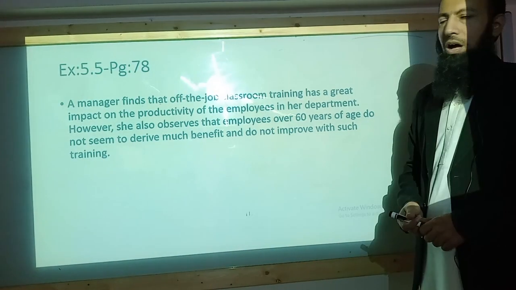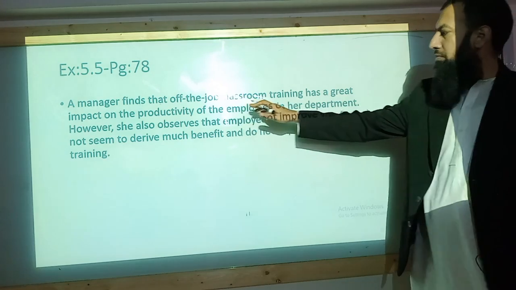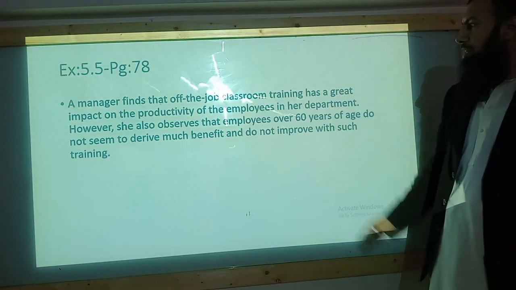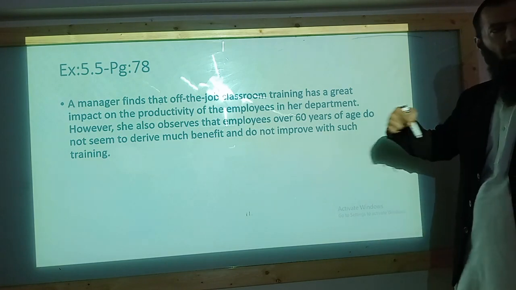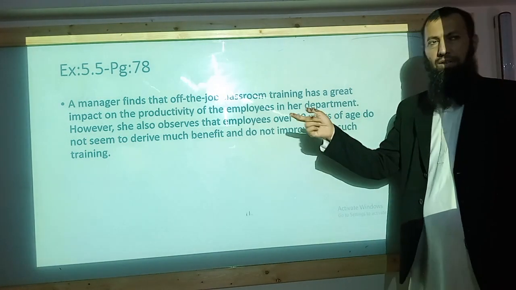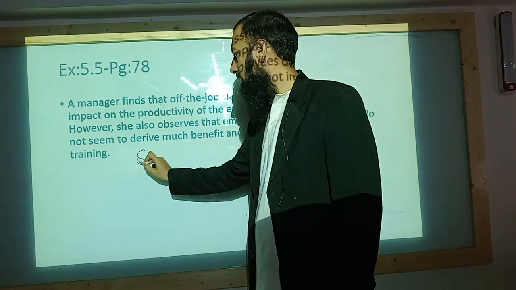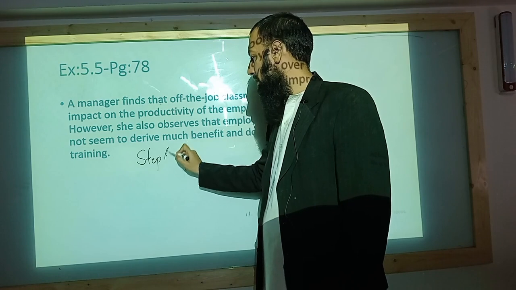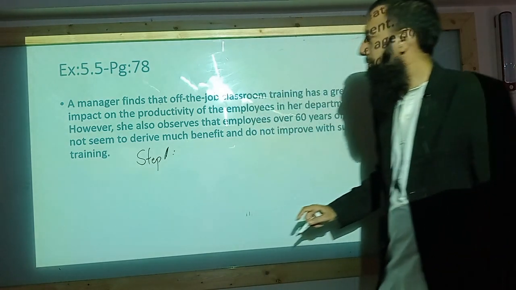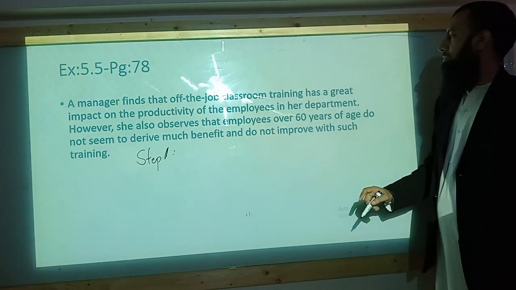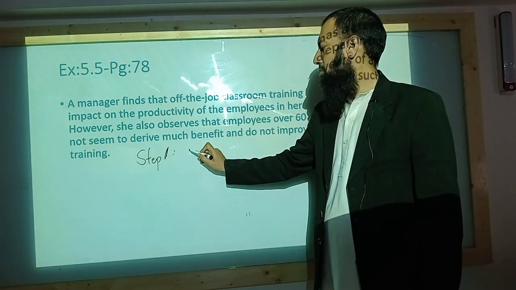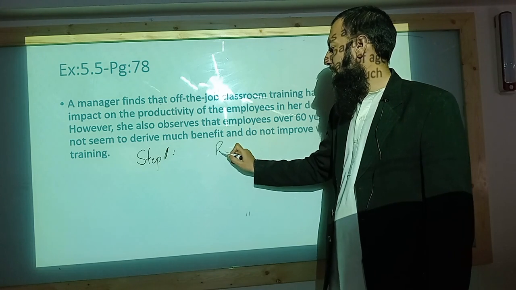Pause. A manager finds that off-the-job classroom training has a great impact on the productivity of the employees. So now we are seeking the variables. This is the first step. We are seeking the variables. Step 1. Classroom training. Okay. Productivity.